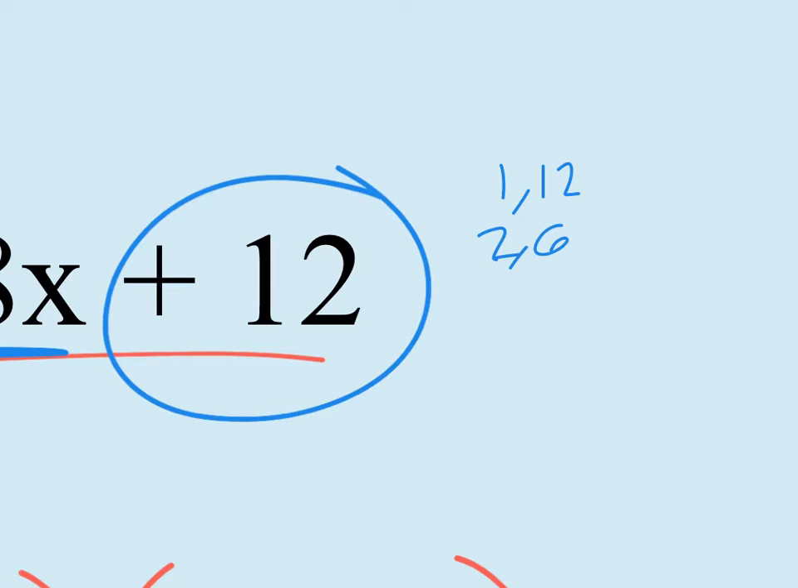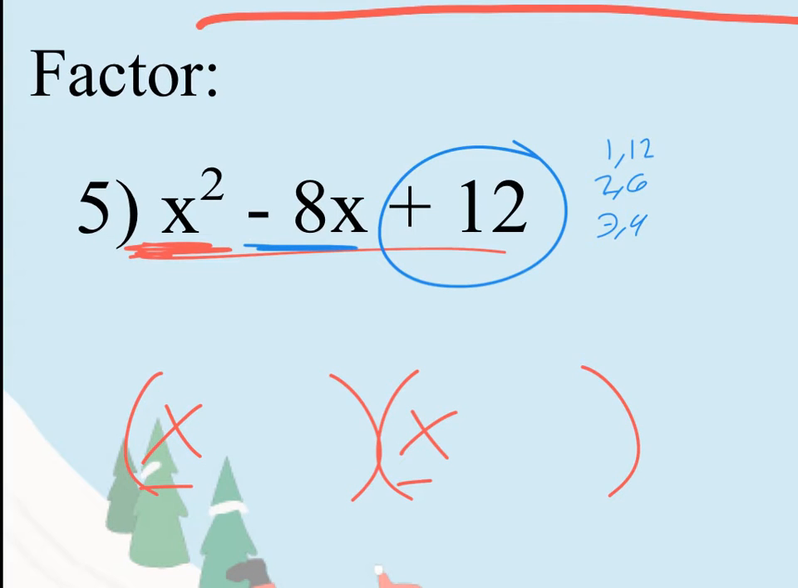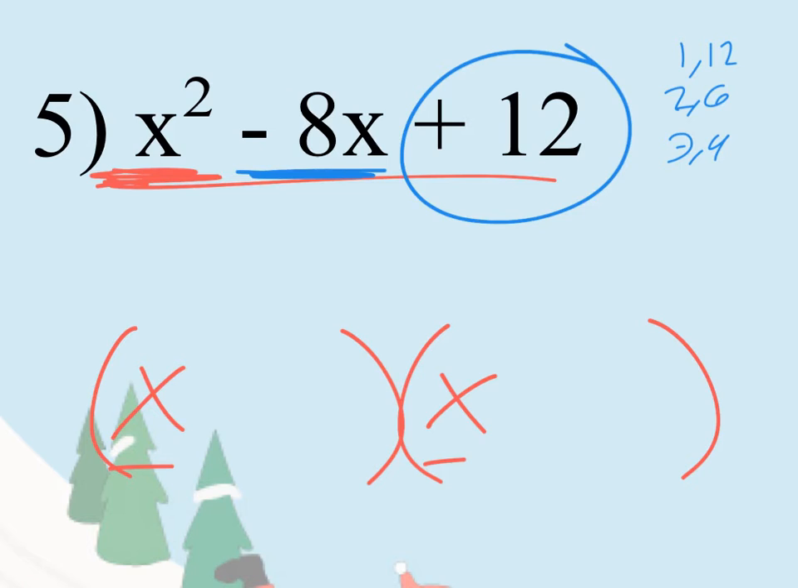1 and 12, 2 and 6, 3 and 4. So I need factors of 12 that give me a negative 8. We mentioned this a little bit on one problem last slide. If I have to multiply two numbers together to give me positive 12, but when I add them they have to give me negative 8, what do you know? These signs are both going to be negative, because the negative times the negative will end up giving me the positive 12 that I need. So it's going to be x minus something and x minus something.